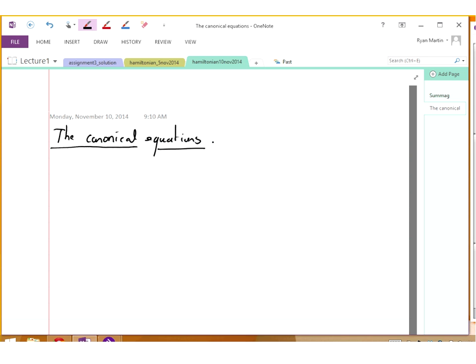So let's keep going. So the canonical equations, they are like the Euler-Lagrange equation when you're doing Lagrangian mechanics, right? So they're similar to the Euler-Lagrange equations in the Lagrangian formalism. So i.e., they give the equations of motion.